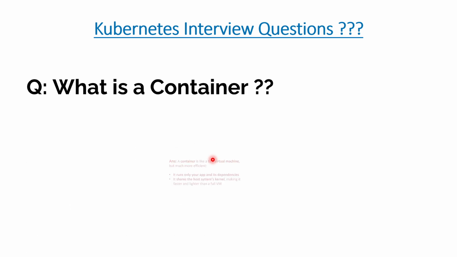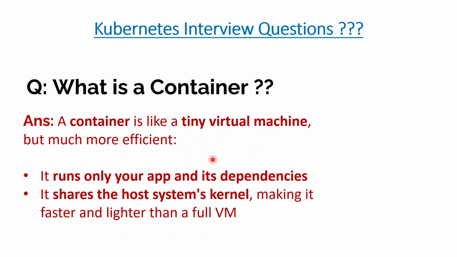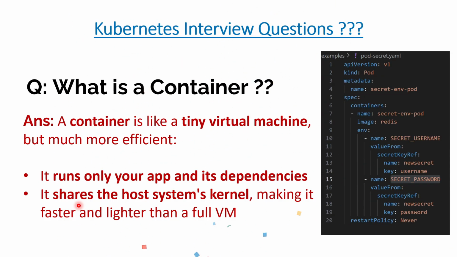Now, what is a container? Interesting. A container is a tiny virtual machine that is very efficient, just like a virtual machine. It runs only your app and its dependencies. It shares the host kernel system, making it faster and lighter than a full virtual machine. This is a snippet of a container. Same photo, but this is the container I'm talking about. So a pod is a logical unit, a container is a smaller child unit, and we can have multiple containers at the same level inside a pod.